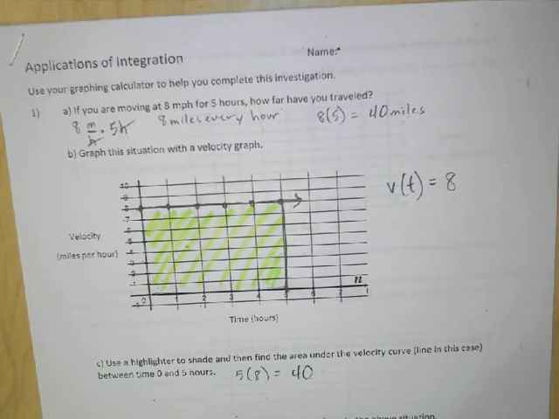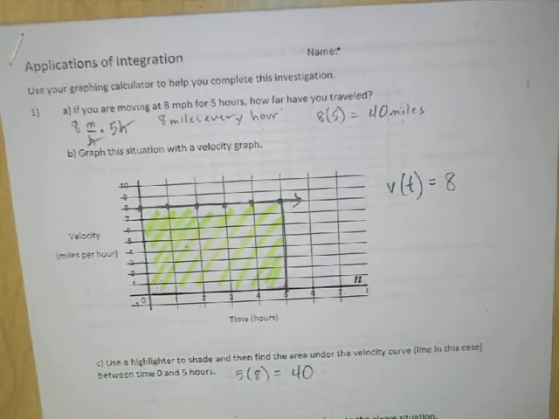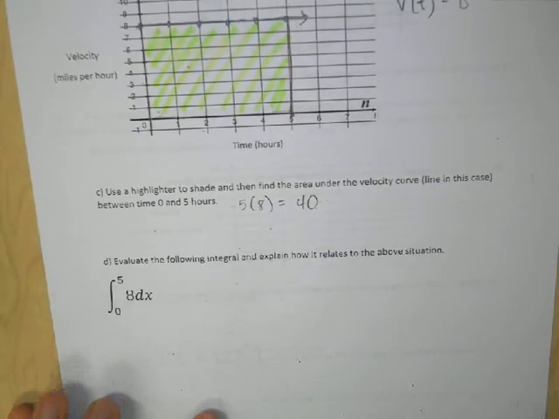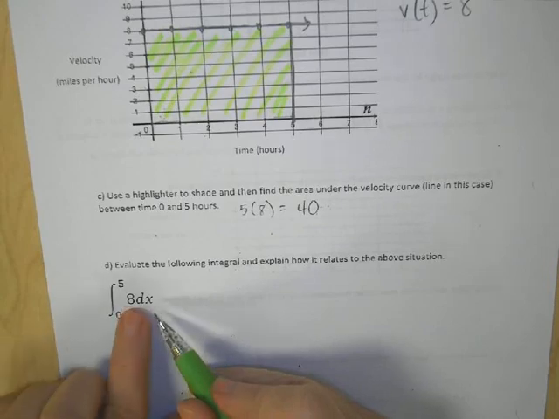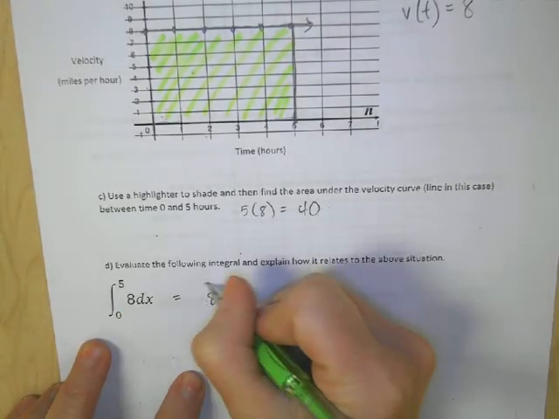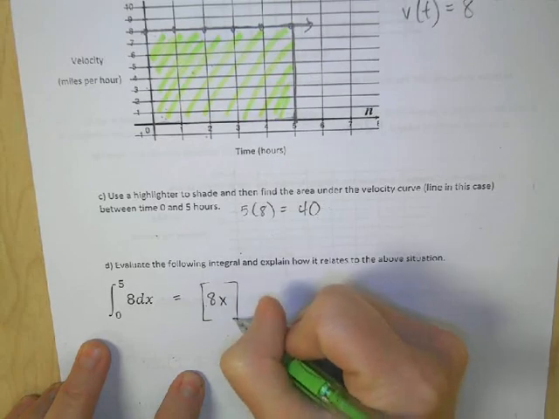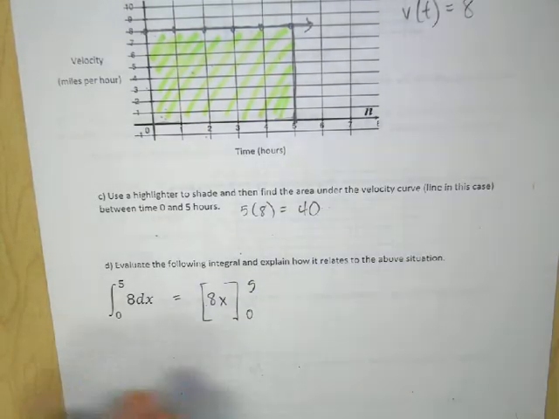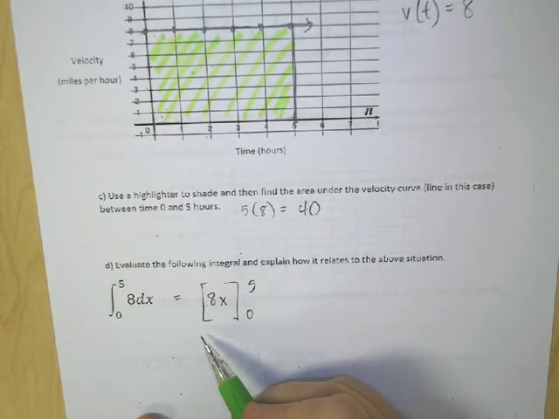All right, evaluate the following integral and explain how it relates to the above situation. Okay, so I have the integral of 8. So if I integrate that, that gives me 8x. And that's going to go from 0 to 5. So how is that related to this? Well, they both have an 8.